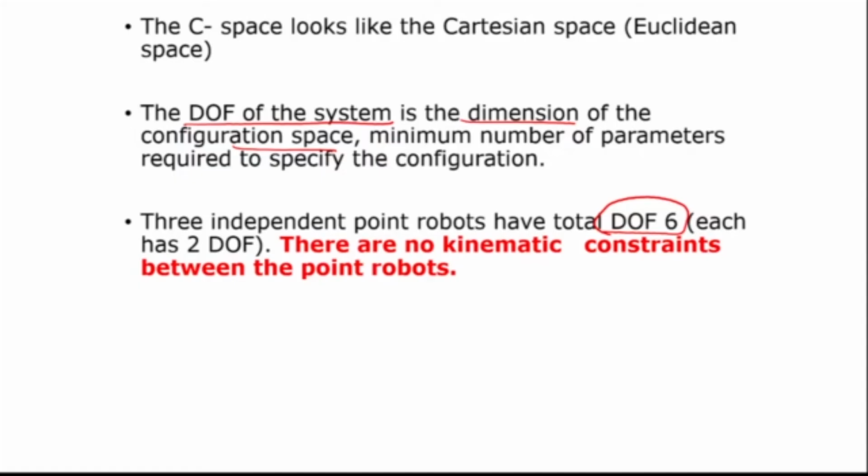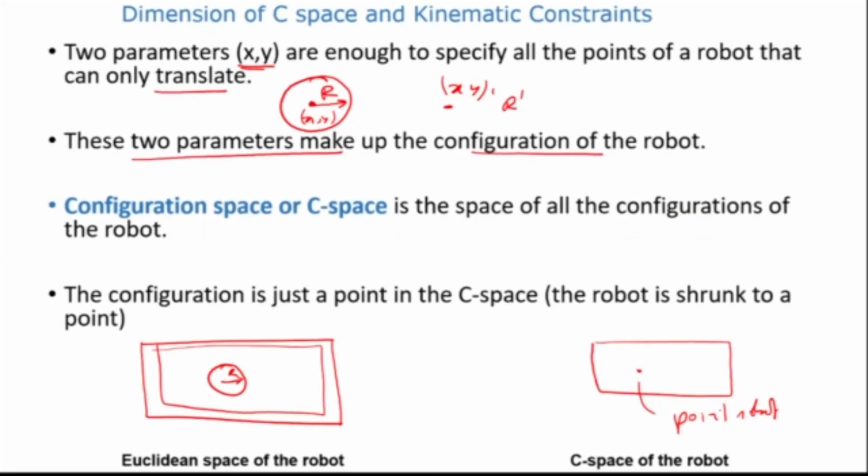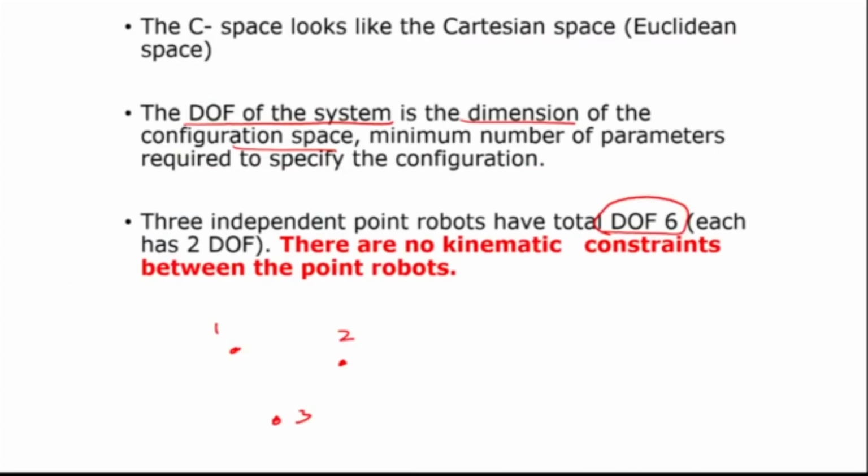Okay, based on which we can classify a system as holonomic or non-holonomic. So, 3 independent point robots. We have 3 point robots, say 1, 2, and 3. Each one of them has 2 degrees of freedom. We have seen that in this particular case, only xy is required for a point which is translating. So here each of them has 2.